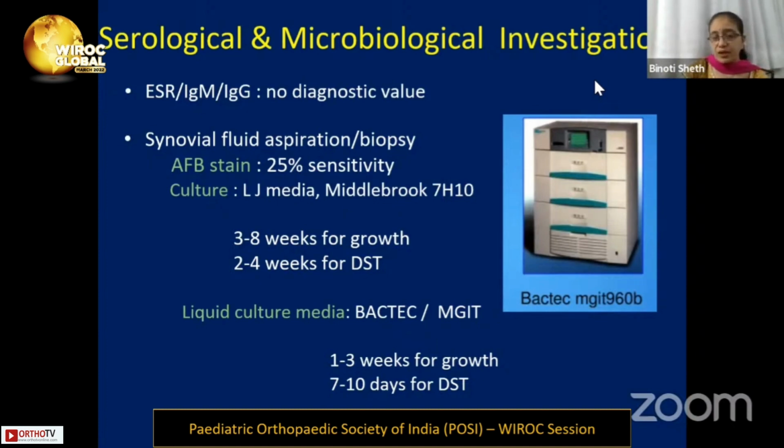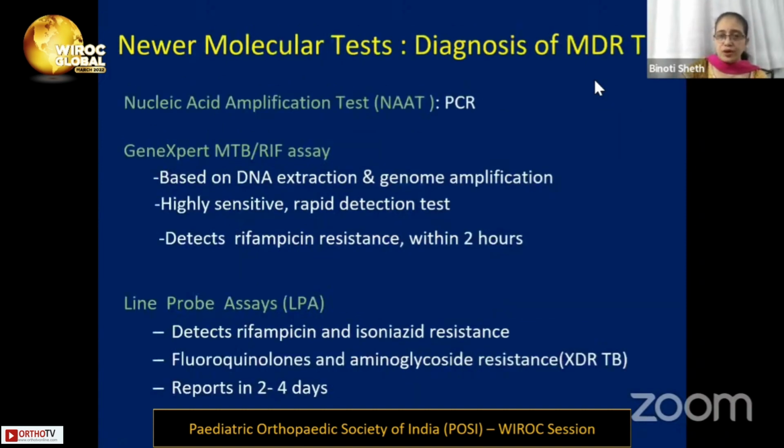We now have liquid culture media like Bactec MGIT, where we can get the growth in as little as 1 to 3 weeks, and we can also get the drug sensitivity report within 7 to 10 days. So these should be done in any suspected case of Cox hip. And there are certain newer molecular tests which can also diagnose multi-drug resistant tuberculosis right at the start, so we can start the respective specific chemotherapy for the best outcome.